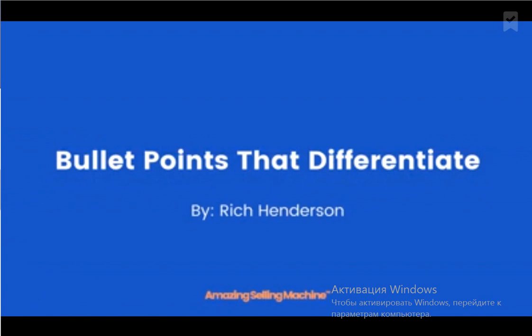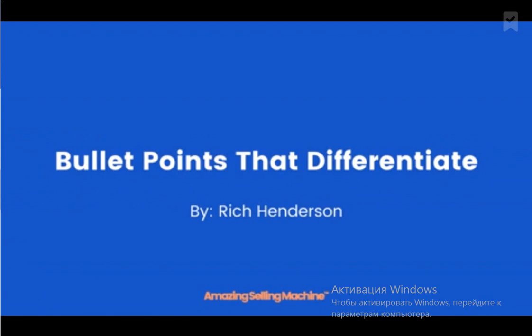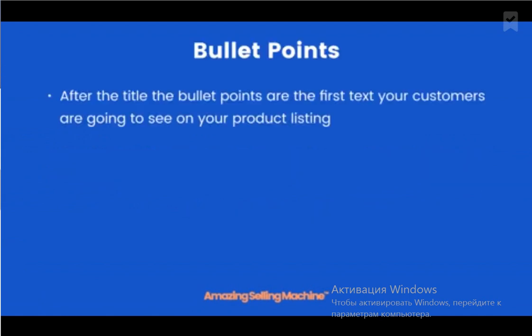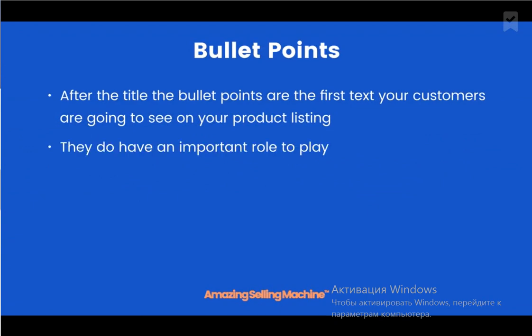Bullet points that differentiate. In this lesson, you're going to learn how to create bullet points for your listing that will not only help differentiate you from your competitors, but also help you to rank your keywords with Amazon. After the title, the bullet points are the first text your customers are going to see on your product listing. So they do have an important role to play.